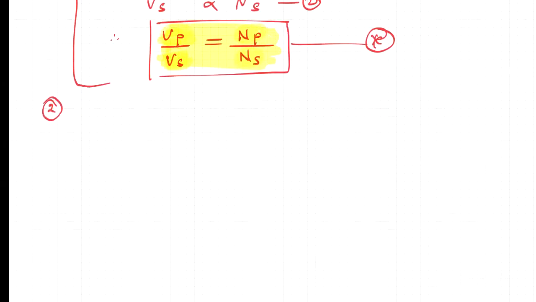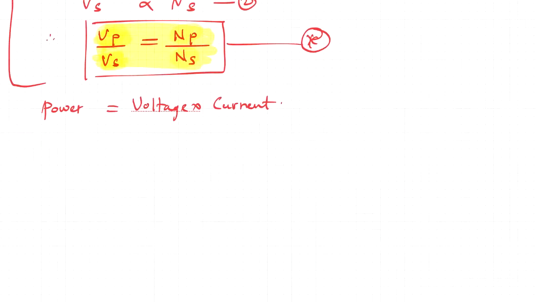And the second one is that we have an equation for power. Power equals voltage into current.